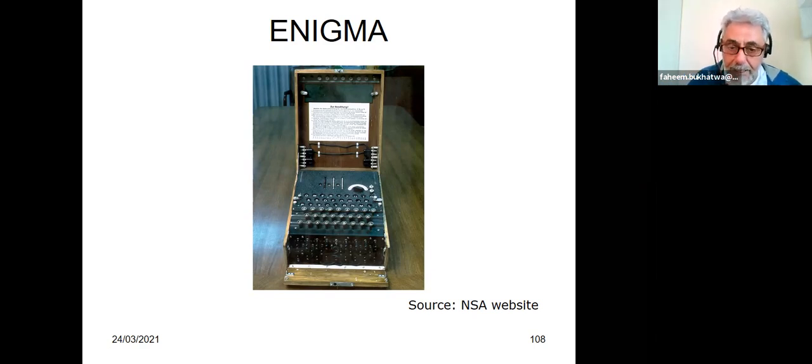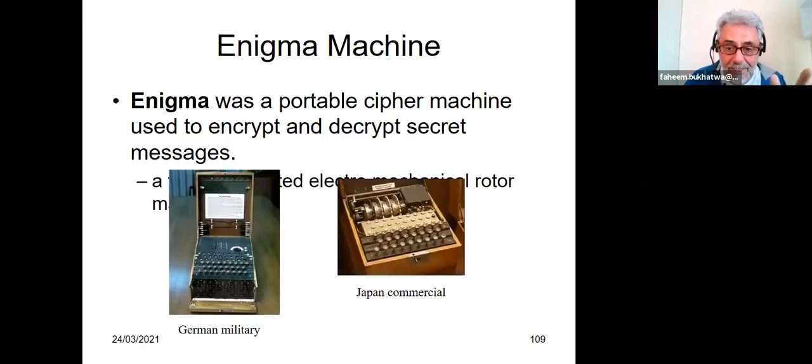So it's an electric machine that simulated a typewriter. And every time you press one of these keys, it generated a different key. Like you press the letter A, it actually generates another key based on certain things. So what is it based upon?